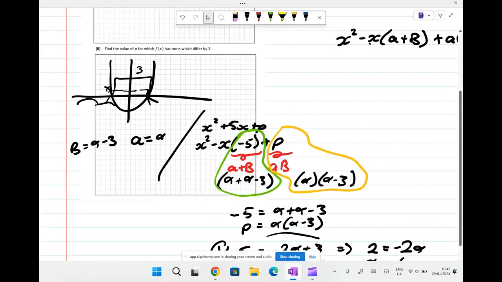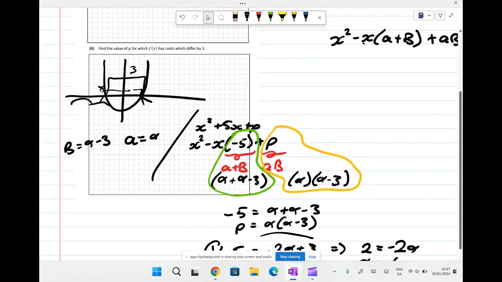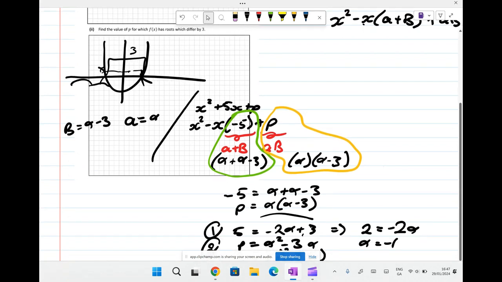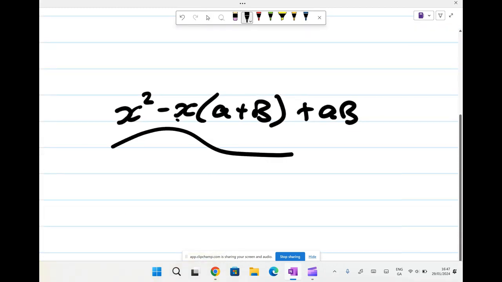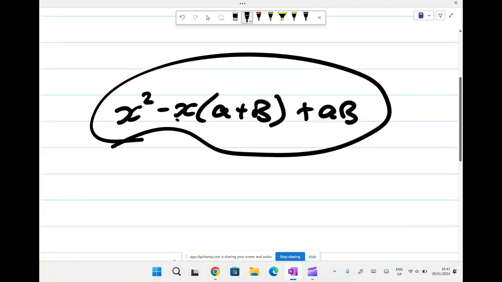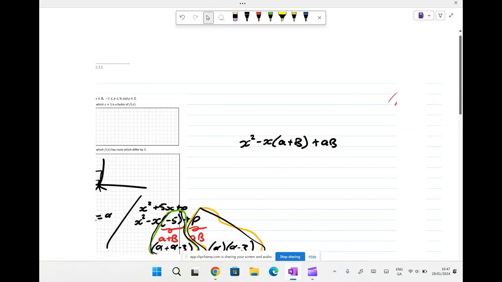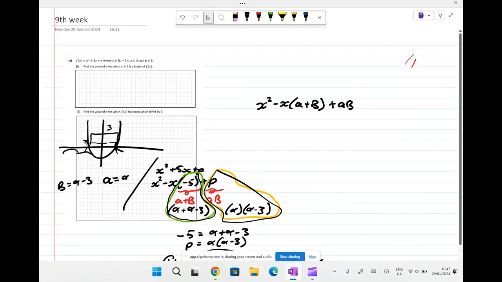So use either way. This way is just a little bit quicker. We don't have to multiply as many things out, and it's kind of a bit more intuitive. You can just see that 5 is equal to that. You're just comparing terms pretty much. What I want you to remember is any quadratic can be written like this, where you have one root plus the other, and then one root times the other. But make sure you have this minus here. Okay, great. So that is that question done, and on to the next one.